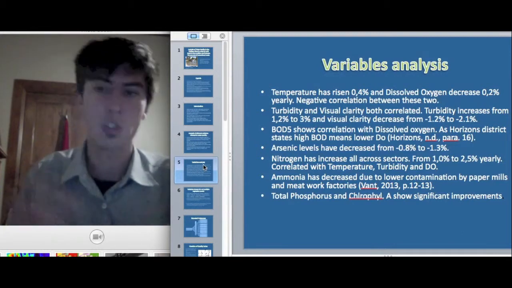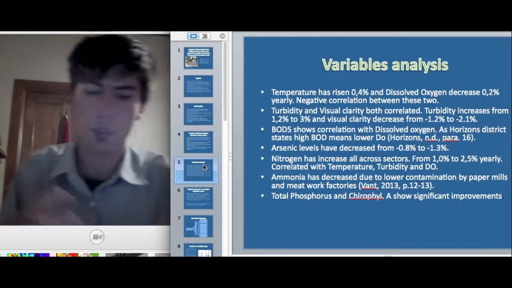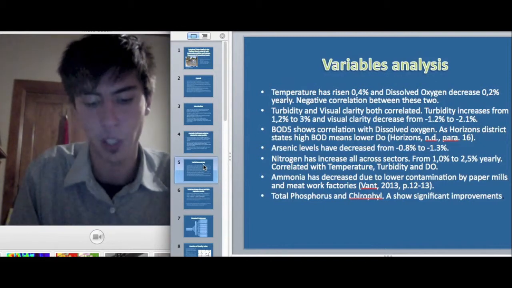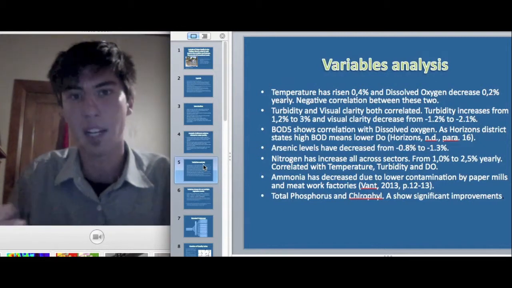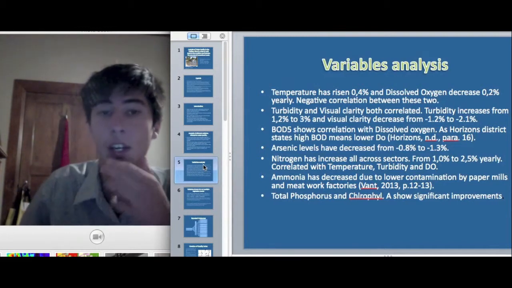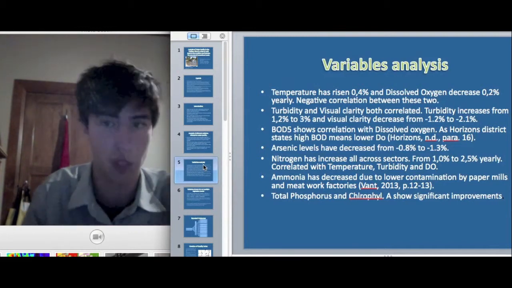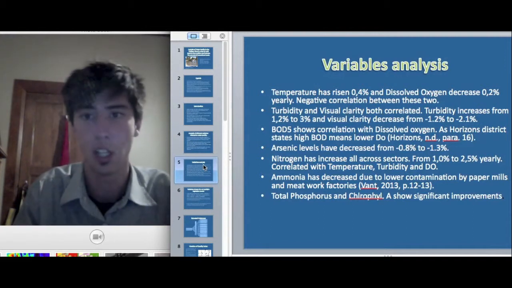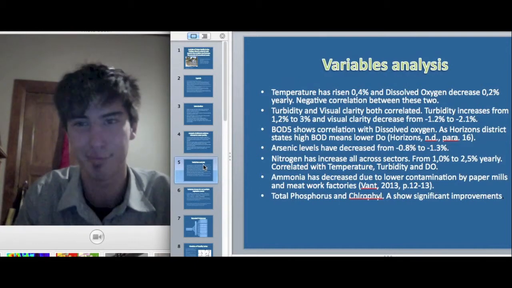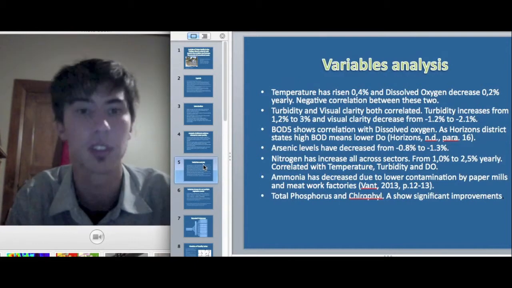BOD5 shows correlation with dissolved oxygen. Why? Because it's the amount of organic material that is in the water, and if we have a higher amount of organic material, we'll have a higher amount of dissolved oxygen needed to process all this by the living creatures, such as different types of fish and also algae and different animals that live in the Waikato River.